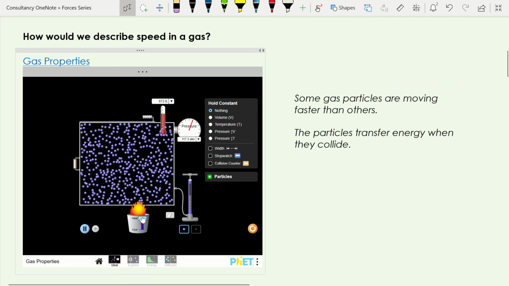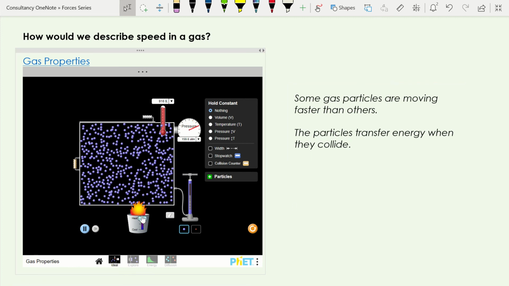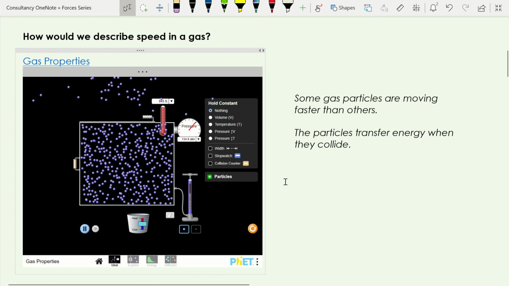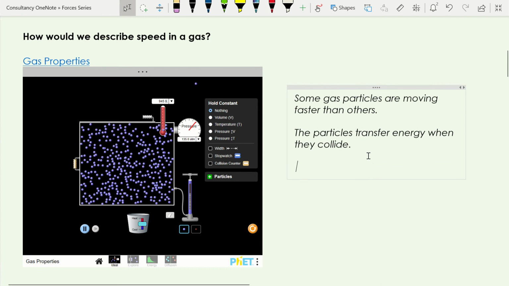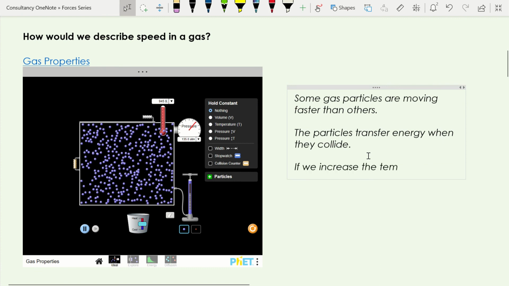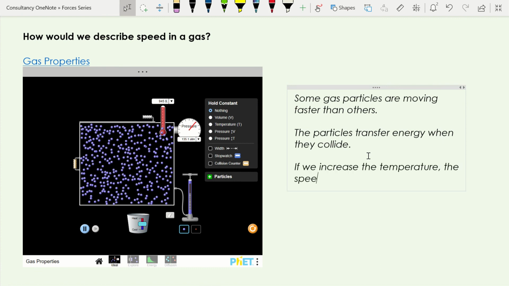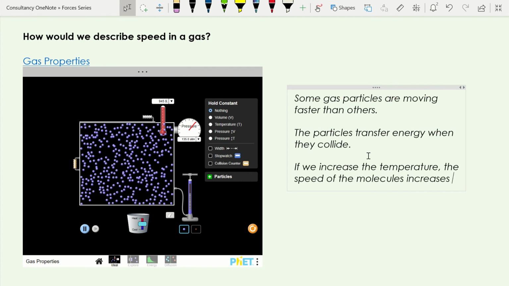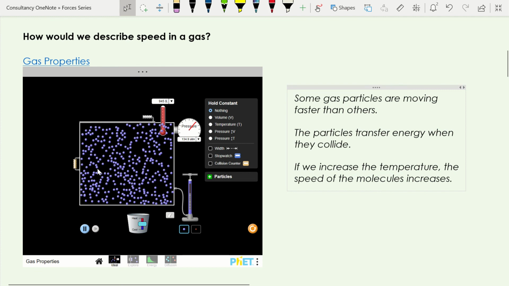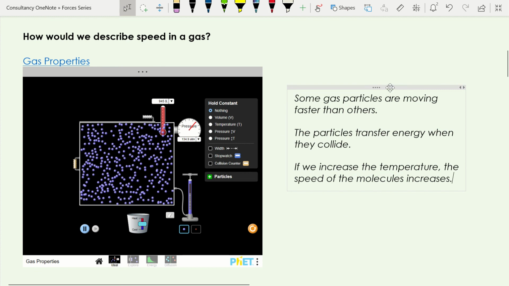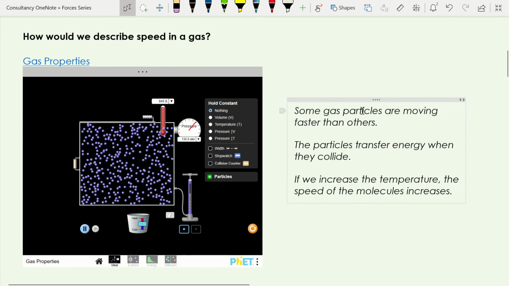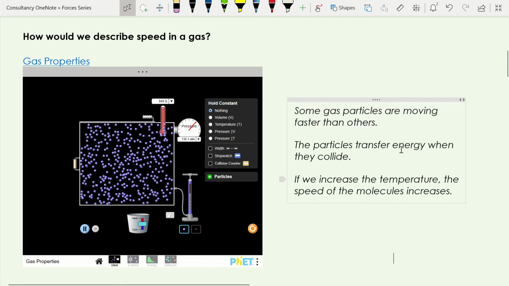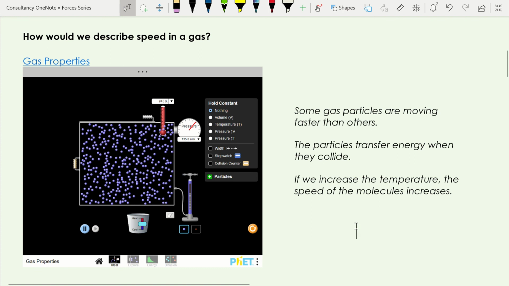So let's see the effect if we increase our temperature, and let's increase it quite a lot to make it quite dramatic. Let's return the lid. If we increase the temperature, the speed of the molecules increases. Might be something else that we can discover there. So that will do for now in terms of describing our speed. This is the key thing I want to pick up, that some of the particles are moving faster than others, and the effect temperature might have on the speed.